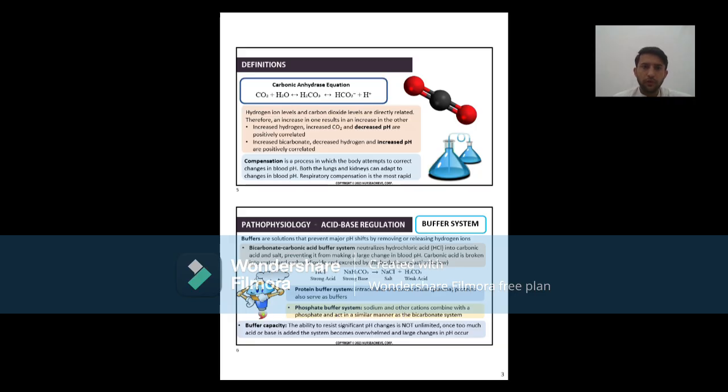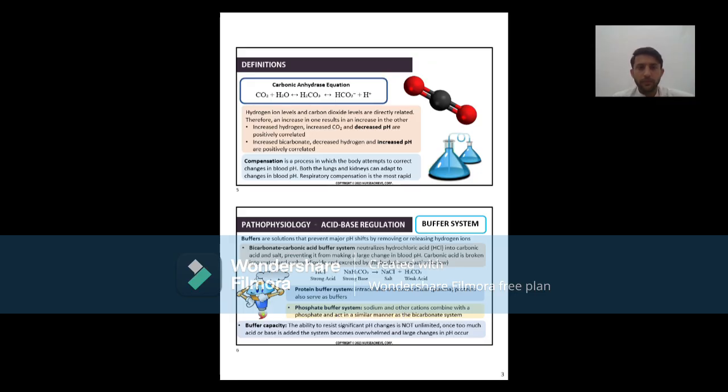We have one of the important mechanisms which we call compensation. It is a process in which the body attempts to correct the changes in blood pH. We have two compensatory mechanisms: the kidney and the lungs. The lungs are more active due to the neurological supply. For example, the medulla oblongata is activated earlier and compensates the whole process more rapidly. Comparatively, the kidney takes hours, and the respiratory response takes seconds to minutes.